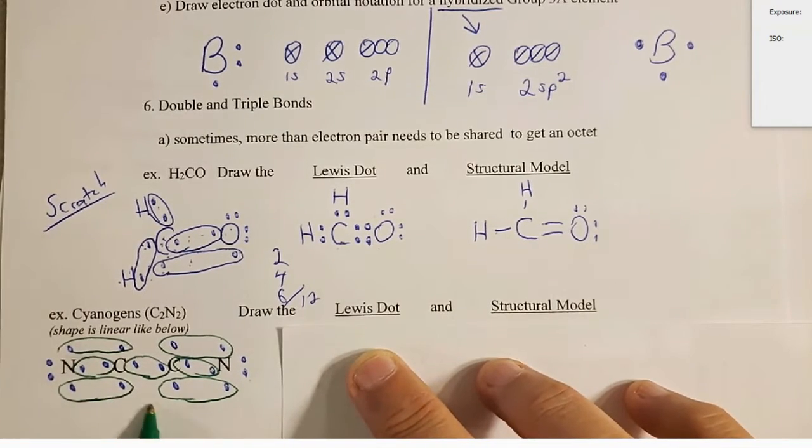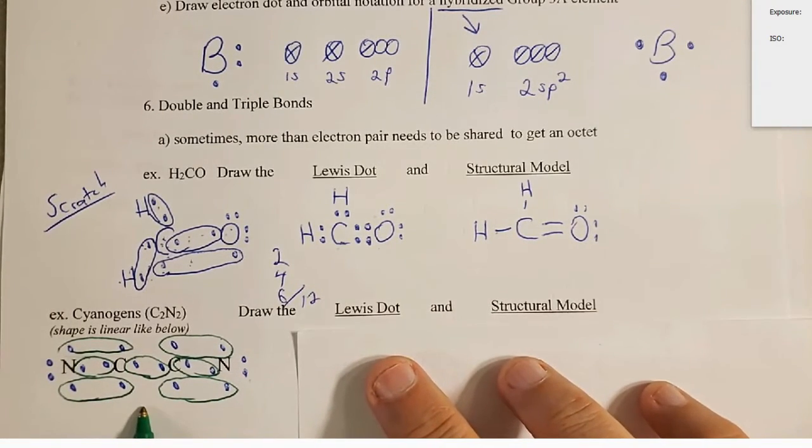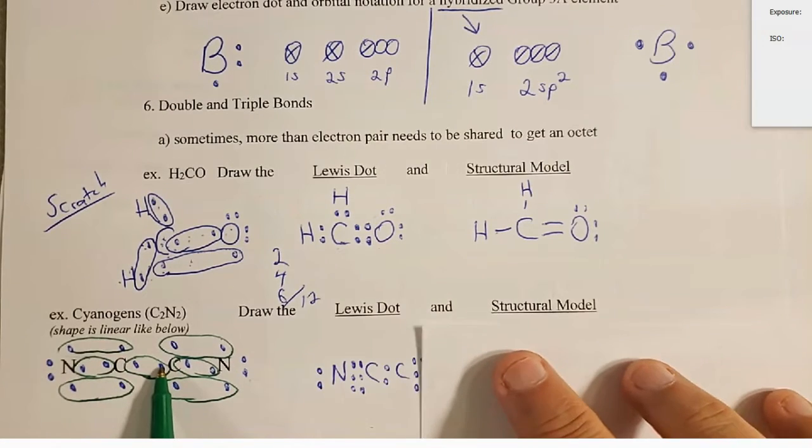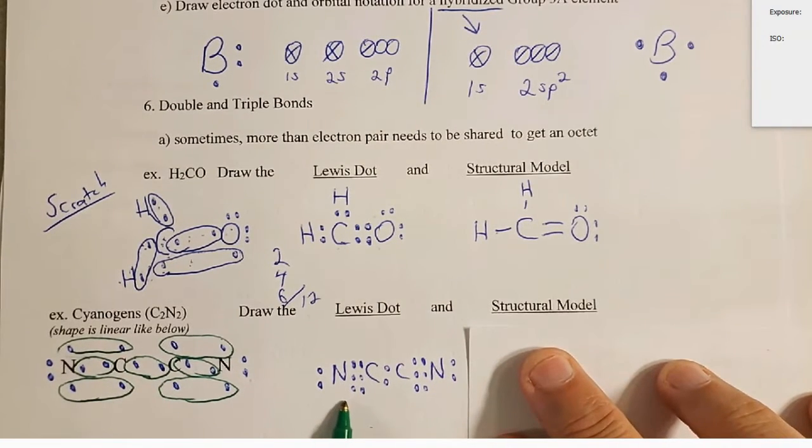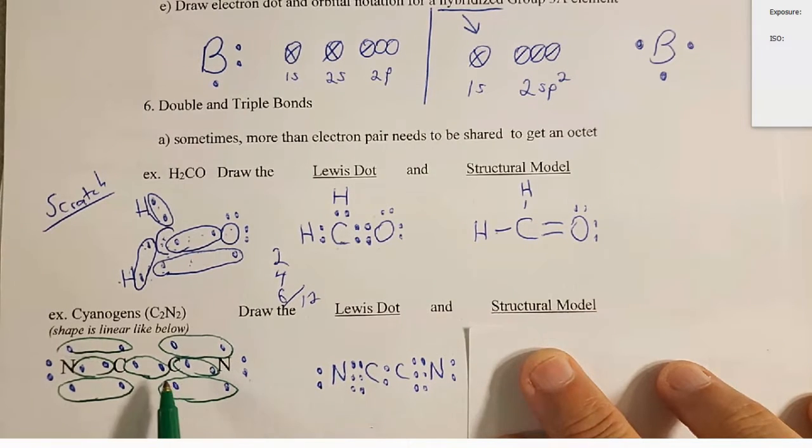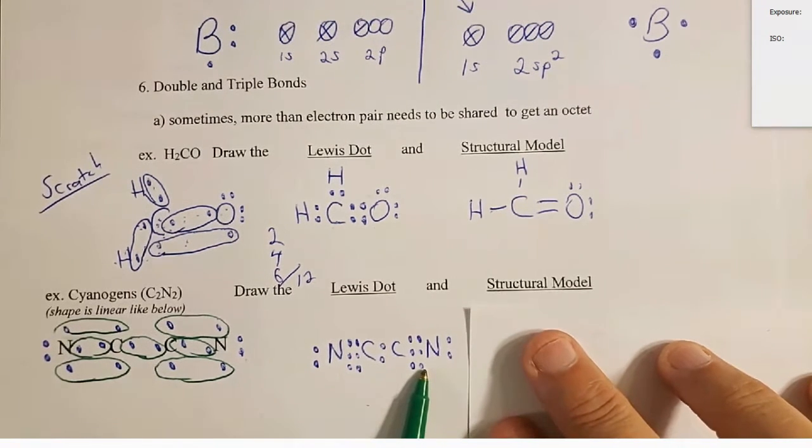So again, looks a little funky here, but when we clean it up, you can see I have a triple bond between this carbon and this nitrogen. There are 3 pairs that are shared. So when I draw my Lewis dot, there's my 3 pairs that are shared between that carbon and that nitrogen. Now there's only 1 pair that is shared between our 2 carbons. So there's my pair that's shared between the 2 carbons. And then finally, we also have 3 pairs between this carbon and this nitrogen. Don't forget to draw your other electrons on the end.